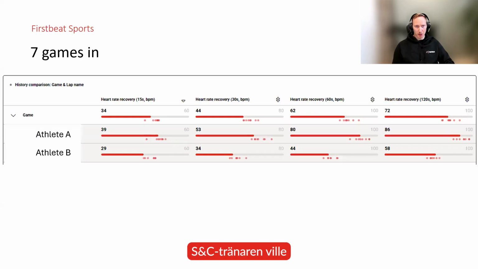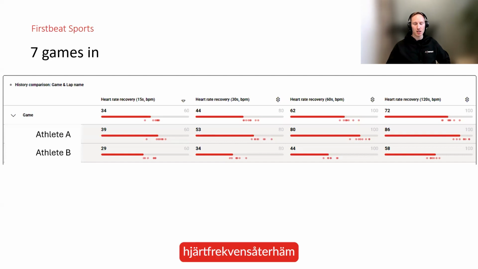The S&C coach wanted to dig a bit deeper to confirm his thoughts about the conditioning state of the athlete. So here we have the comparison where they have played 7 games. Again, we have athlete A and athlete B, and here we are comparing the heart rate recovery values for those 2 athletes. We have selected 15 seconds, 30 seconds, 60 seconds, and 120 seconds for the comparison to see what the trend is over different time frames.